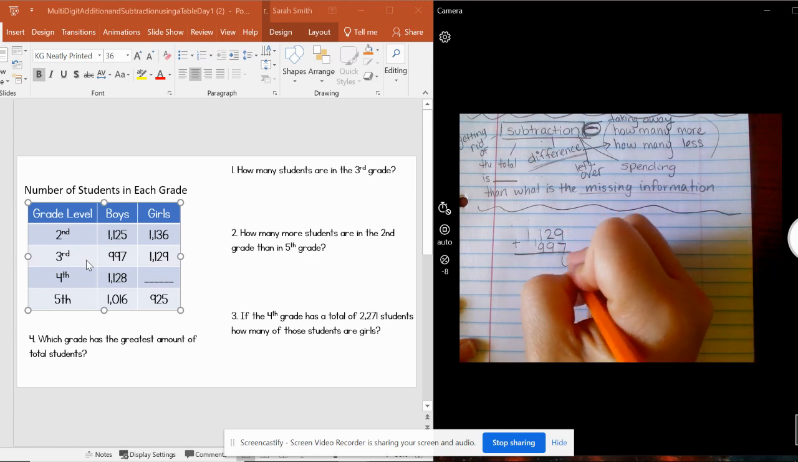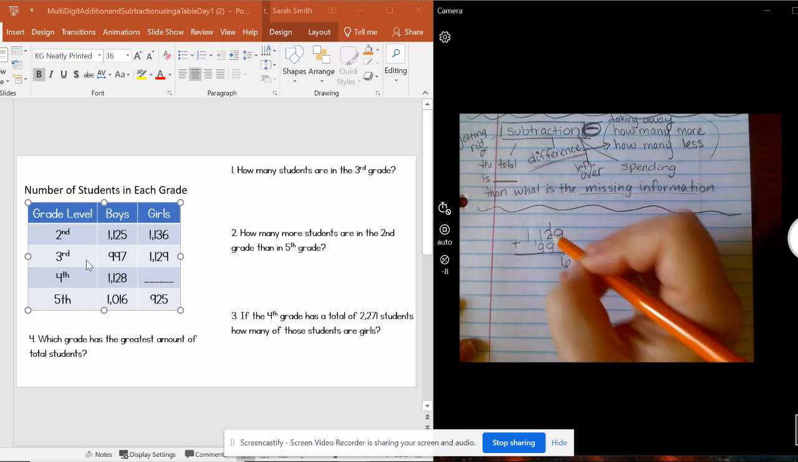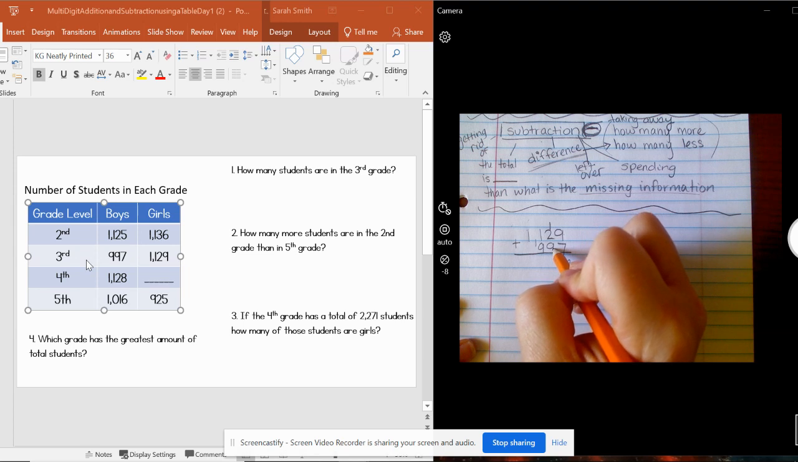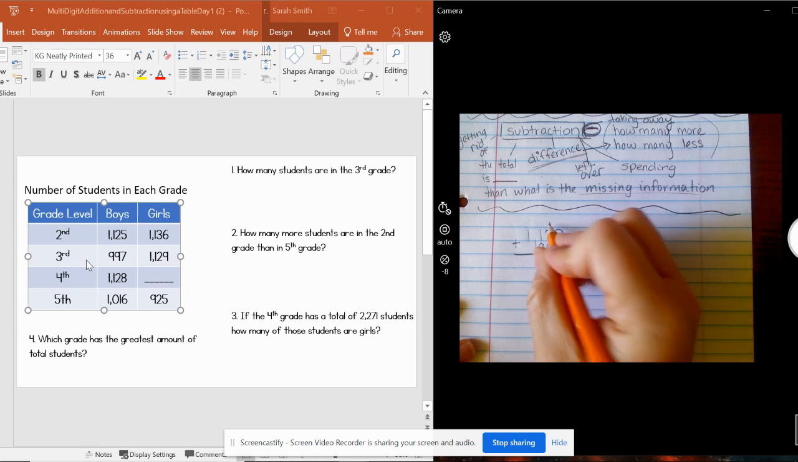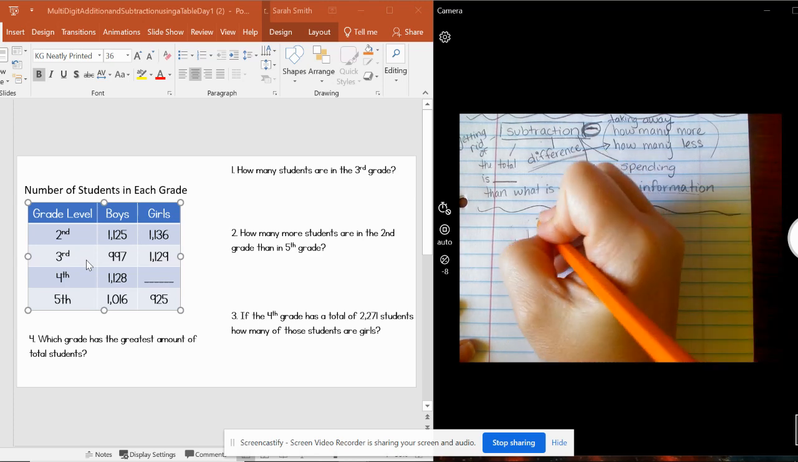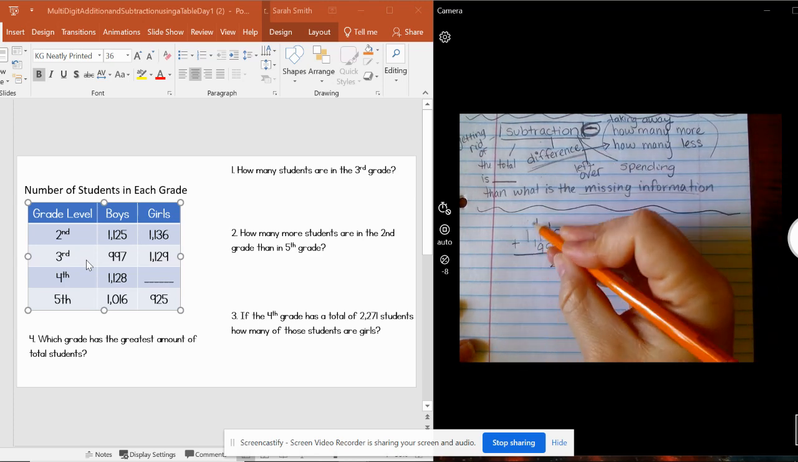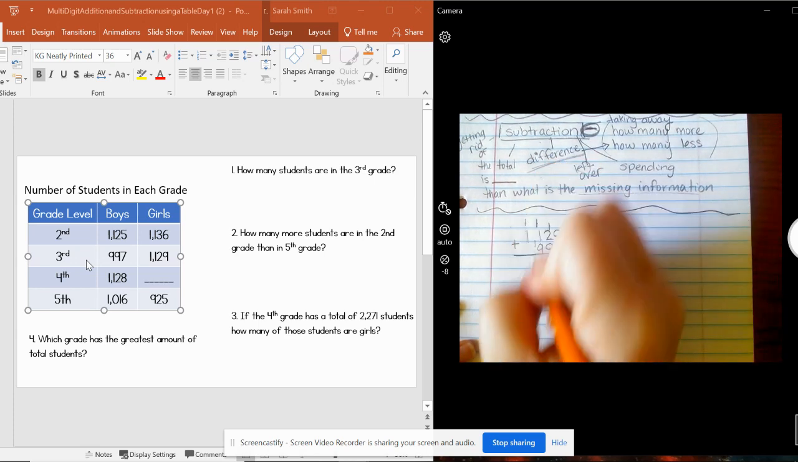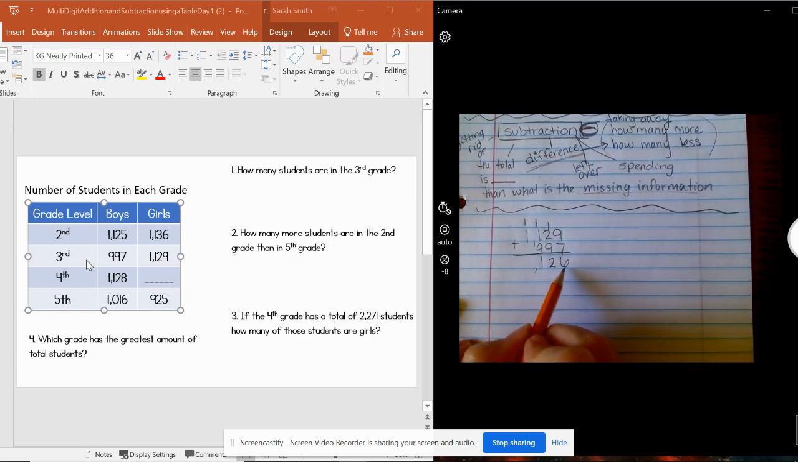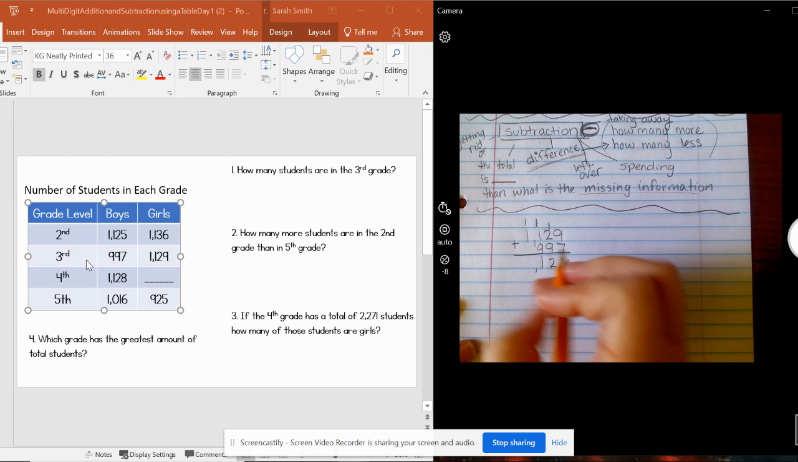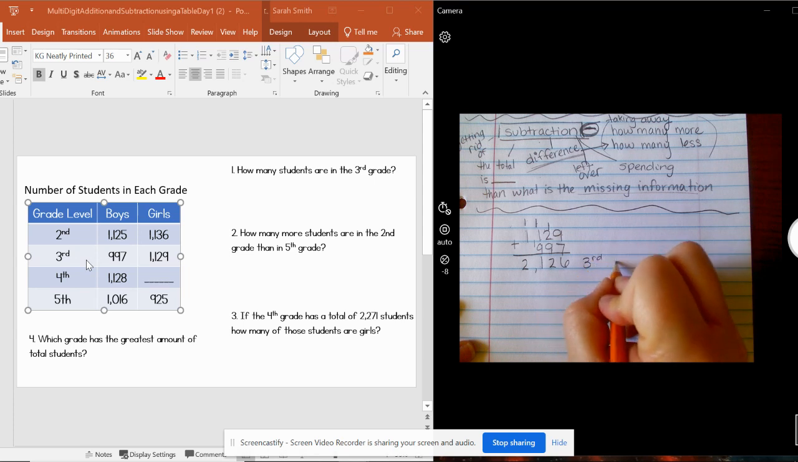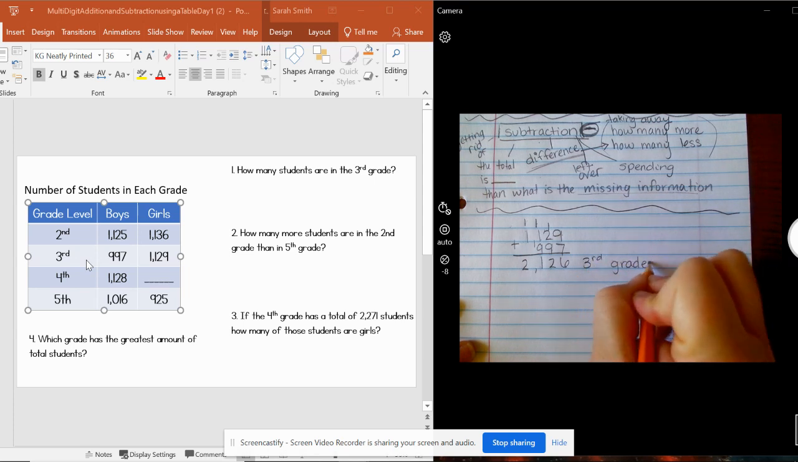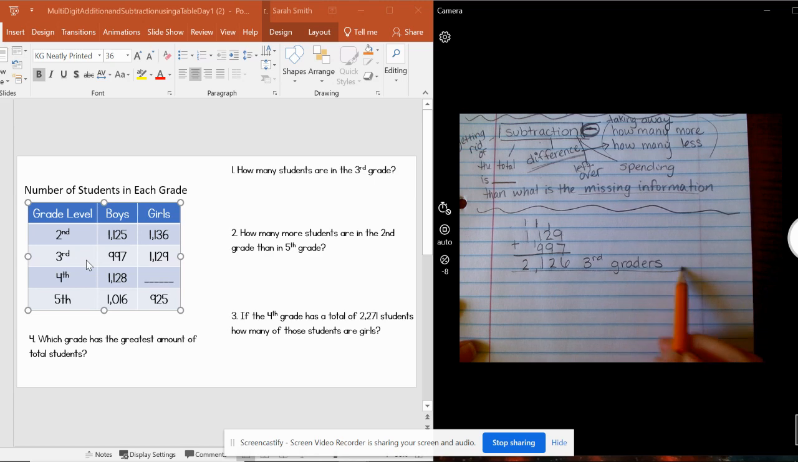So 9 plus 7 is 16. Carry our group of 10. 2 plus 9 is 11. Plus one more is 12. Carry our group of 10. 1 plus 9 is 10, plus 1 more is 11. Carry a group of 10. I like to put my comma right away after I have 1, 2, 3 digits. 1 plus 1 is 2. Therefore, I know there are 2,126 third graders.